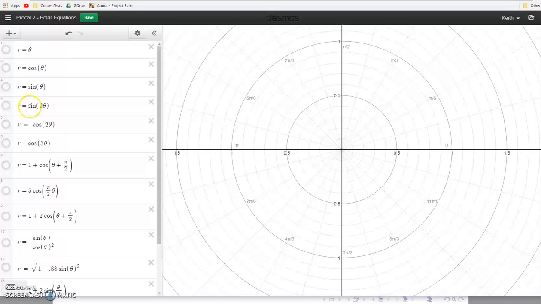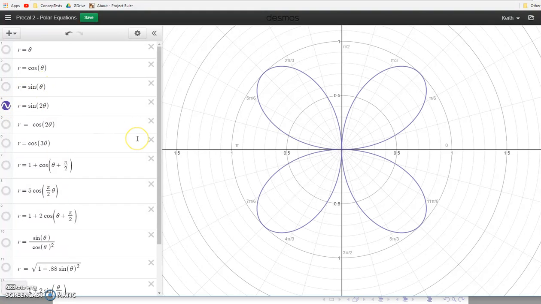What if I went from sine theta to sine of 2 theta? Well, yeah, as you guessed, we get a 4-leaf clover. And yes, you can plot this out by hand. The way it works, as I recall, is you start here and it works over and down and then around and then around and around. And that's how it goes. It just goes in that pattern over and over again. And you can track that by plotting points.